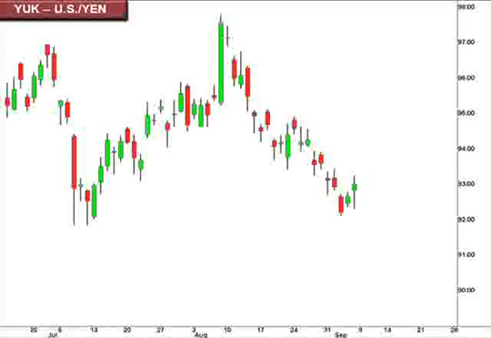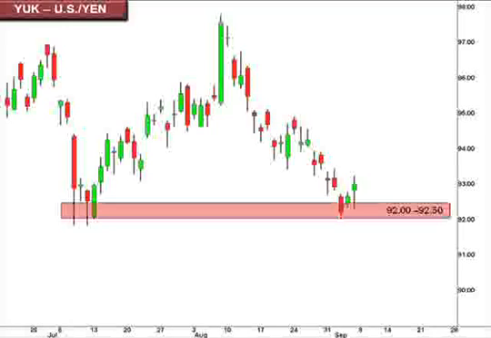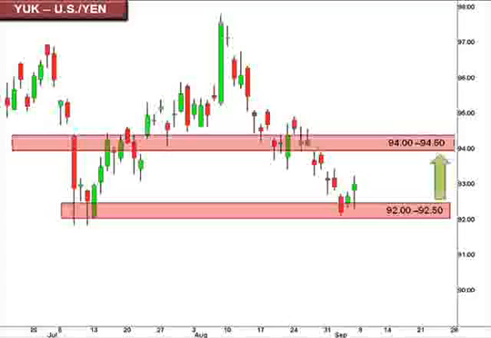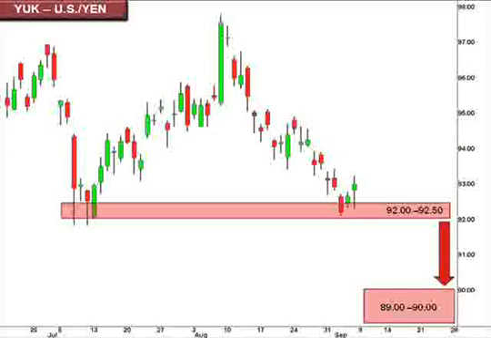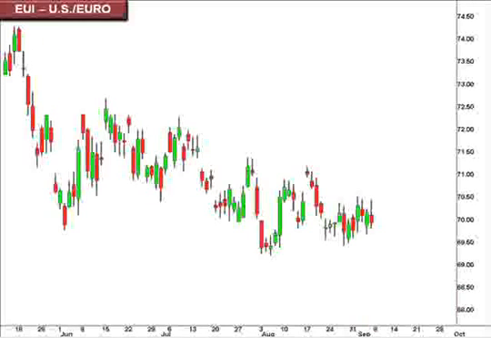Well, perhaps the biggest move this week was the YUK, the U.S. versus the Japanese yen, as the U.S. dollar continued to lose strength against the yen, playing down into this 92, 92.5 support level that we'd identified last week. Now, at this point, we may get a little bit of backfilling here right up into this 94, 94.5 focal zone, which is a natural retracement level. However, a break below 92 opens up the window for a move that may break down as deep as this 89.90 box.